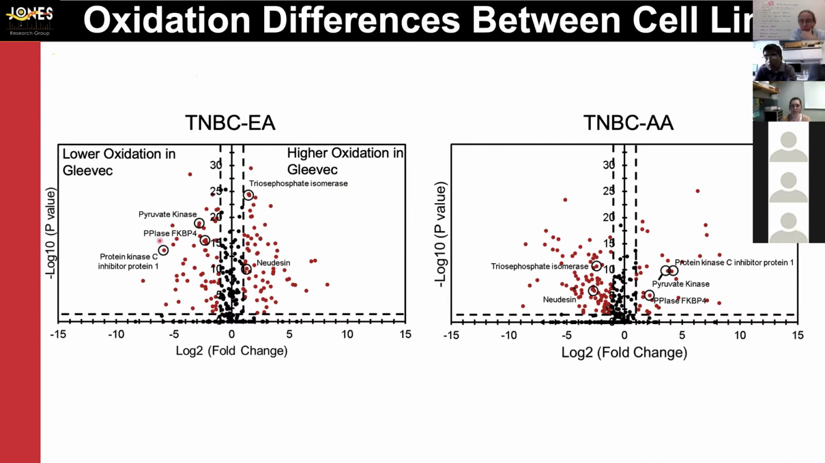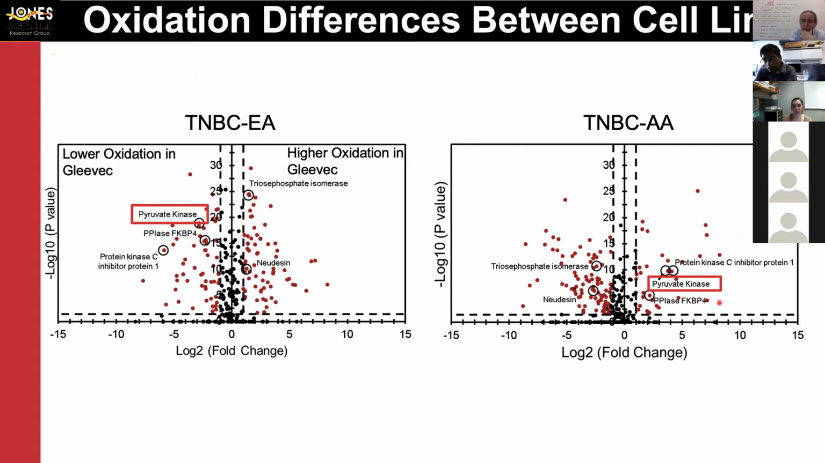The ones that are highlighted are interesting because they have opposite effects in the cell lines. For example, if we highlight pyruvate kinase here, you see in the sample from the Caucasian patient, it has a decrease in oxidation, but in the Black patient, there's an increase in oxidation after drug treatment. So this is evidence showing that the drug is working differently between the two cell lines.